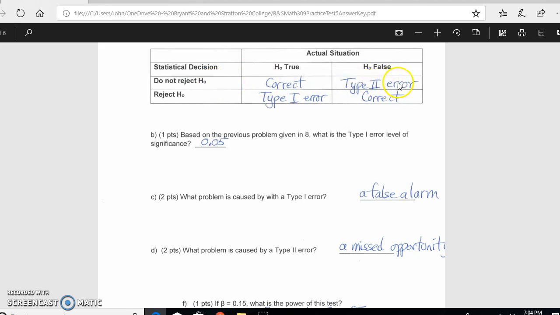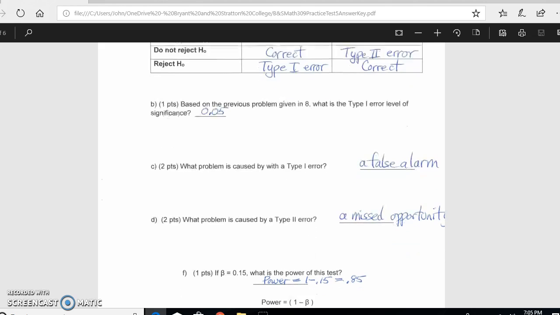That's a type 2 error. And the mean life has actually changed, and we should address the problem, but we missed the opportunity because we did not reject it, and the null hypothesis was false. So a type 2 error causes what's called a missed opportunity.